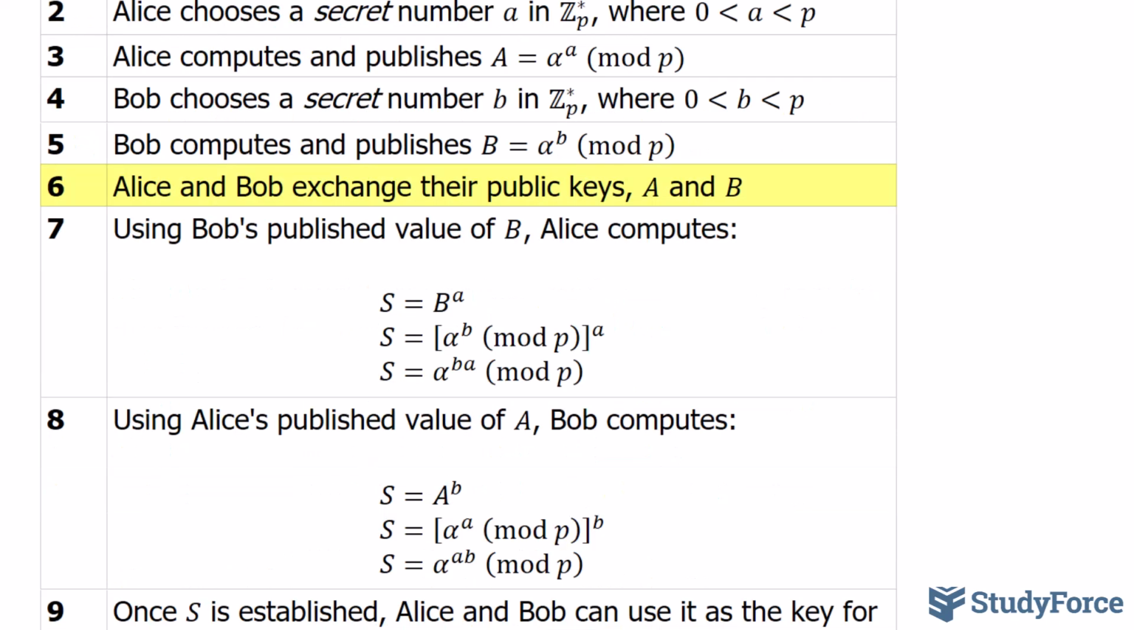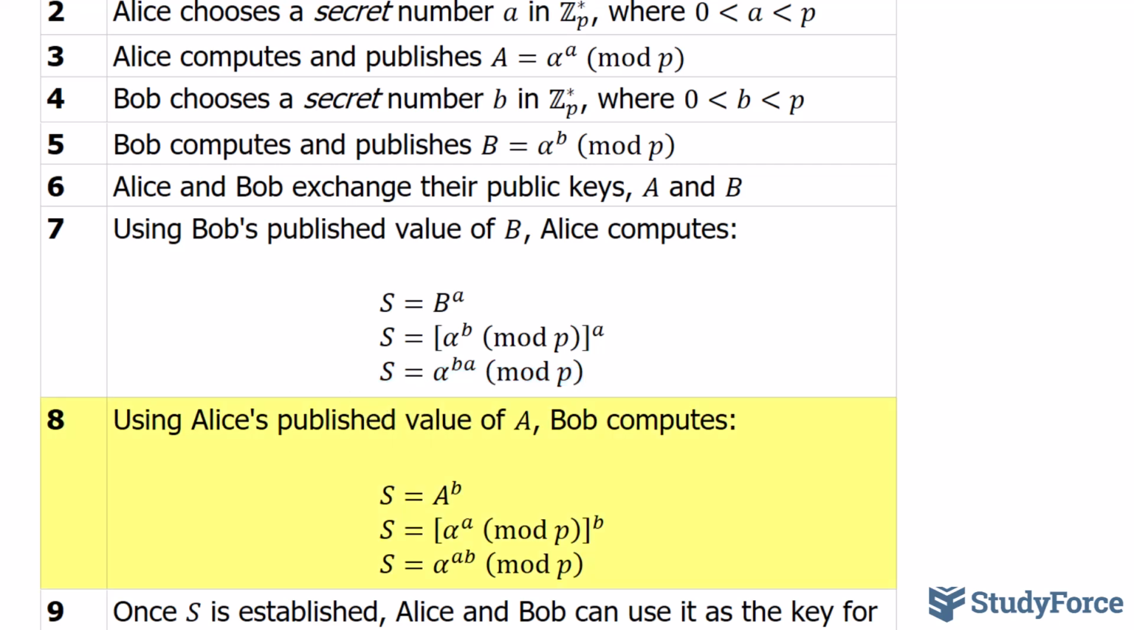In step 6, Alice and Bob exchange their public keys, capital A and capital B. Now using Bob's published value of B, Alice computes the shared secret S. We have S is equal to Bob's value of B raised to the power of a. That's the same thing as the second line of this equation, except that we've replaced B with what it actually is, the formula itself, and using some basic exponent laws, that results in the following equation: alpha raised to the power of b times a mod p.